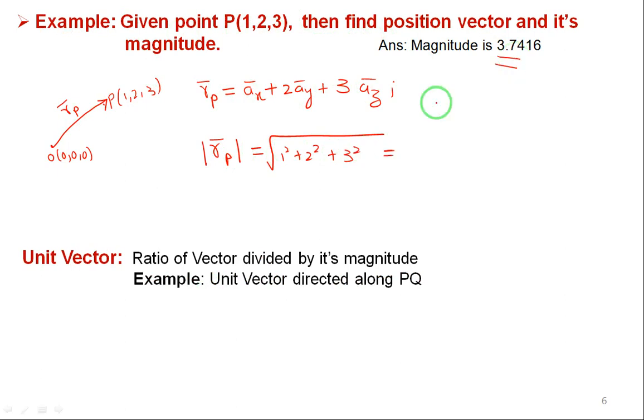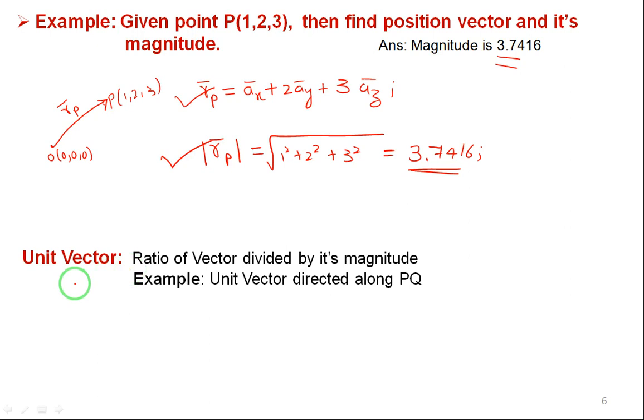So the magnitude turns out to be, I have written the answer here for my reference. If you want, you can calculate using your calculator. 3.7416 you will get. So we have found out the position vector and its magnitude. This is not a big deal, but draw the diagram for any problem given. It is better to draw the diagram. Is it fine? Okay, fine.